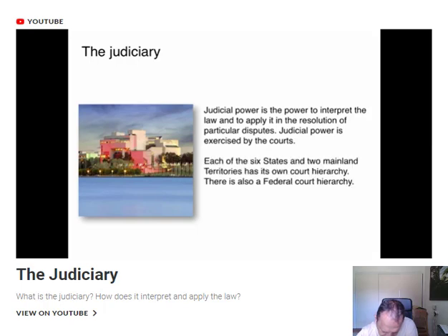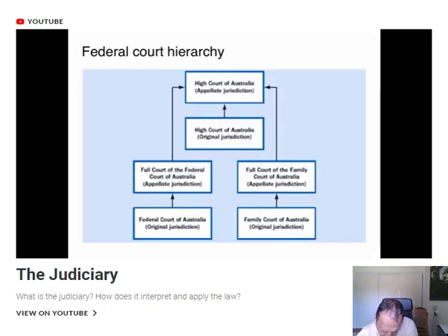Each of the 6 states and the 2 mainland territories has its own court hierarchy. There is also a federal court hierarchy. Each court in the hierarchy has its own jurisdiction, and by jurisdiction we simply mean the types of legal dispute that the court is empowered to resolve. This is a simple diagram of the federal court hierarchy.